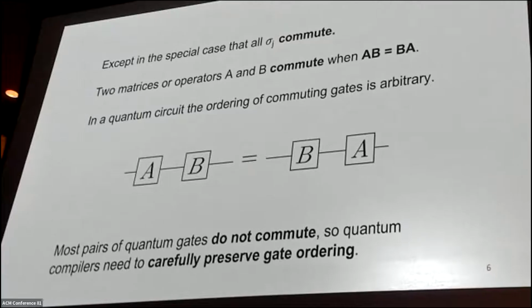But sometimes life is made easy for us. And this is the special case when the Pauli operators in our Hamiltonian all commute with one another. We say that two operators commute when their multiplication ordering can be flipped without changing the value of their product. What that means in practice is in a quantum circuit, we can rearrange the order of the gates without changing the computation. And in general, as is well known, when we work with quantum gates, the gates do not commute. So typically compilers have to be very careful to preserve the ordering of gates when they compile quantum circuits.